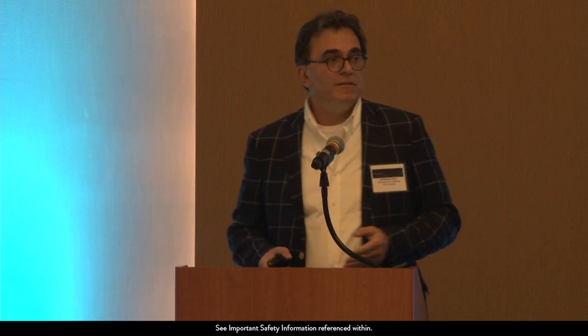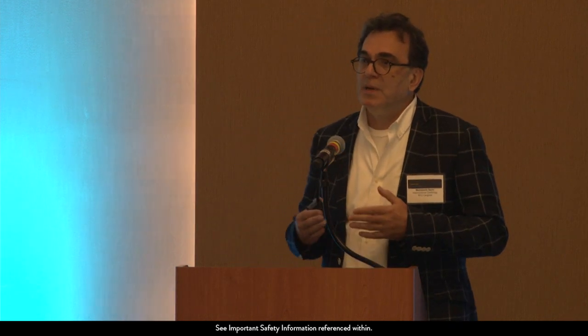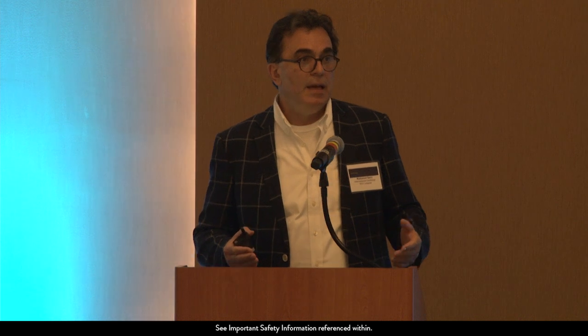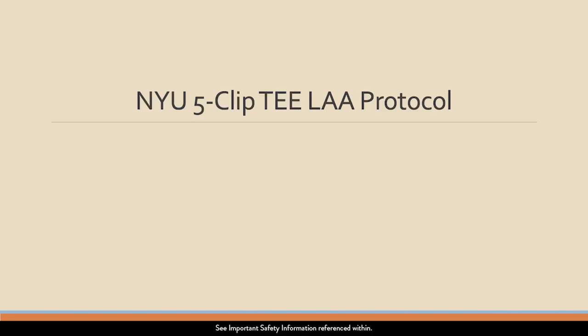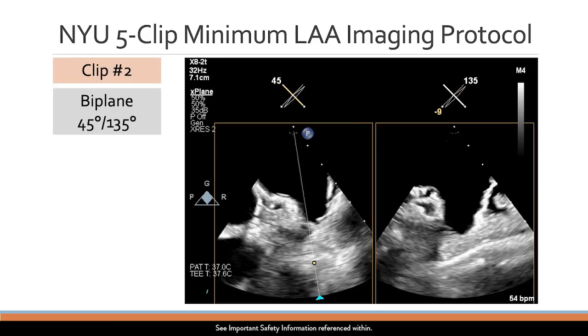Again, I'm trying to emphasize that on a TE you can have 350 images, you can have 60 views. But I really try to emphasize that you use a minimum number of useful views. And so at NYU, I developed this NYU 5-clip minimum TE protocol for left atrial appendage. If you do this, first is a biplane view, 0 and 90 degrees, so you have 2 canonical views. But the most important one, if you just had one view of the left atrial appendage, would be the simultaneous biplane view 45, 135.